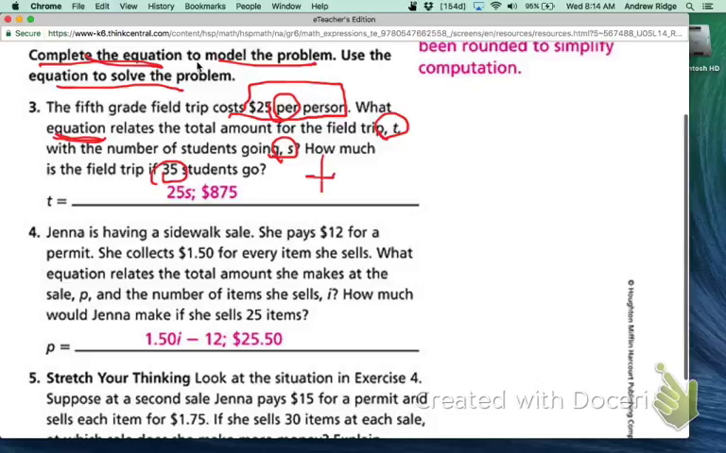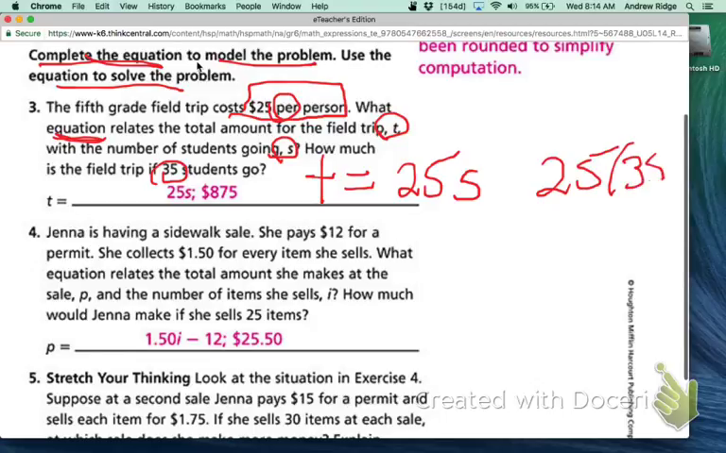So we've got T, and again, it's a straight up rate with nothing added, right? So, total number of students going, it's $25 per person, so we multiply that by S, right? We sub in, we evaluate that for 25 times 35 students, and our total would be $875.